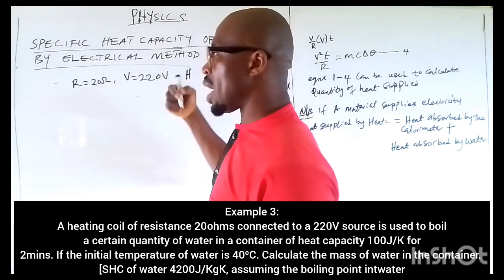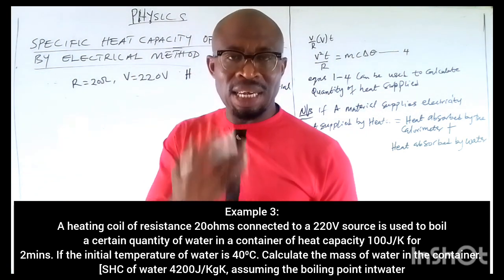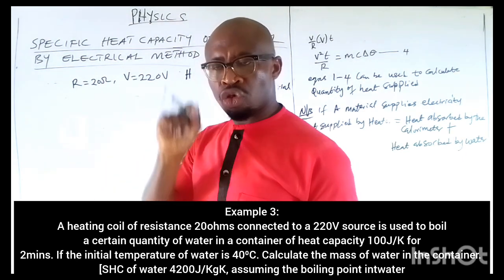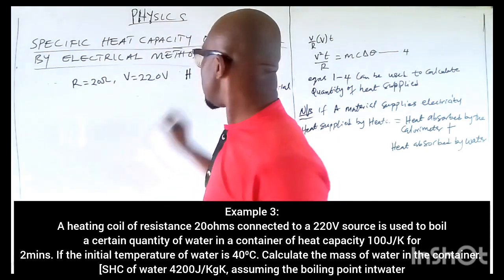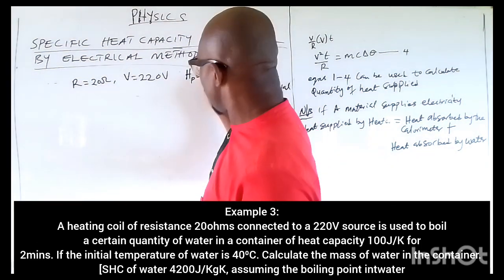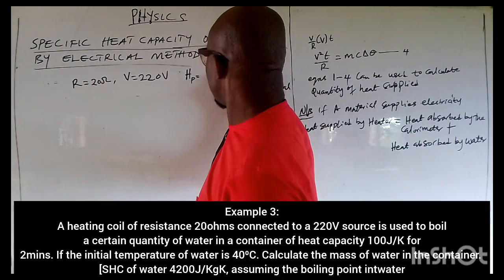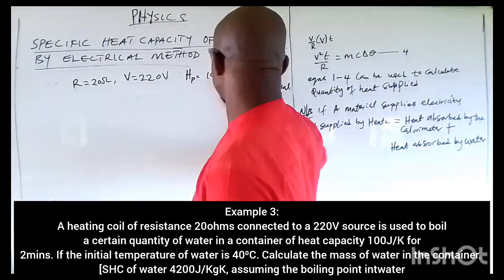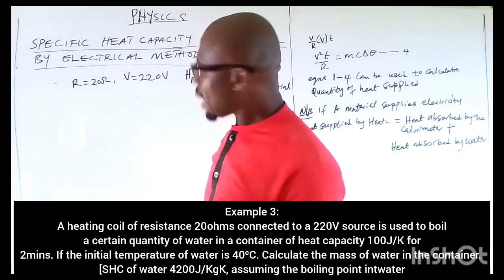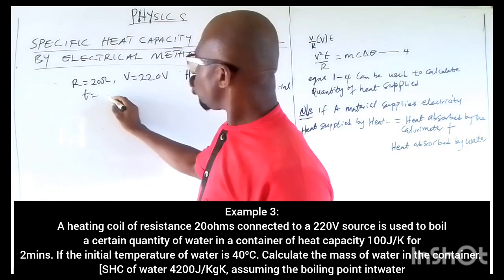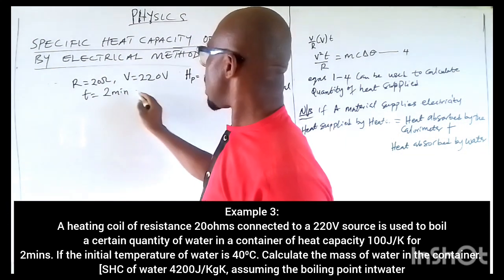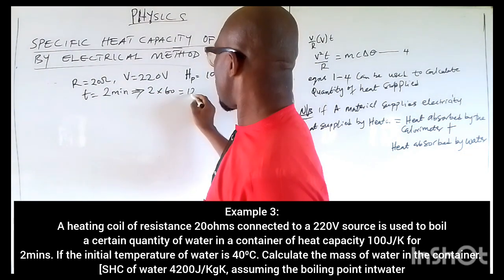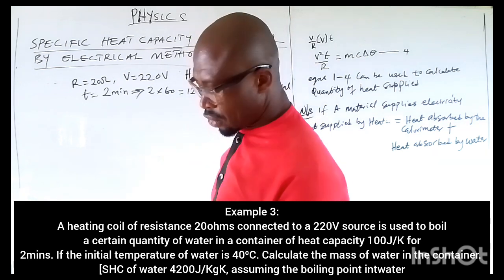The heat capacity, remember in our earlier videos, we discussed heat capacity. I will still drop the link in the description down below. So take a look at the heat capacity there. The heat capacity there is given as 100 joule per Kelvin. The time is 2 minutes. Remember, these 2 minutes can be converted, giving us 2 times 60, which is 120 seconds.